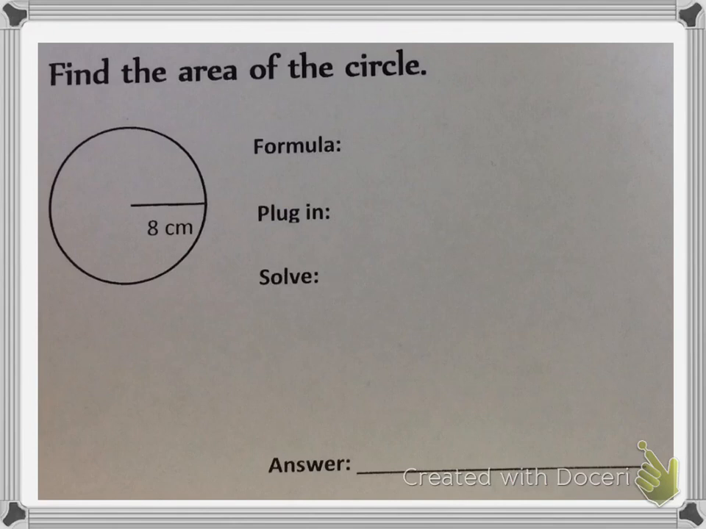Our first problem is to find the area of the circle. First we want to notice that this line is going from the center of the circle to the edge of the circle. That means that this is our radius. So we want to label in our circle r equals, that's our radius. Our formula for area, as we said, is A equals pi r squared.